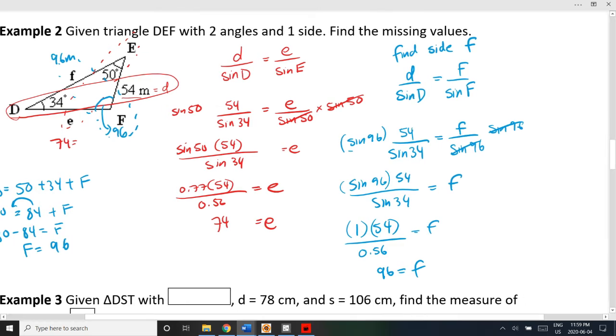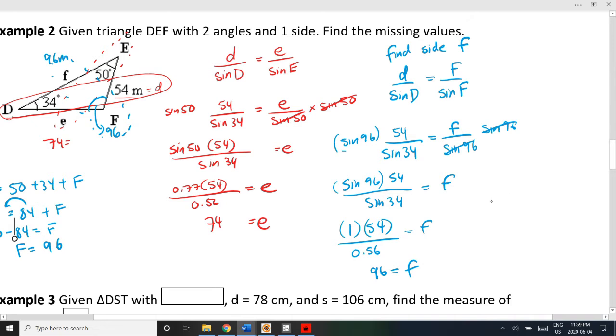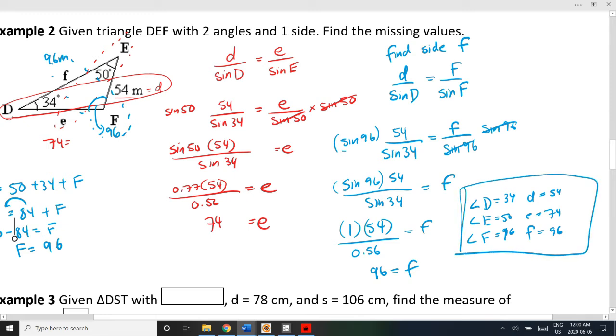You could list them over here. So if you want to list what angles D, E, F are, these are our angles. And we'll have sides D, E, F here. Side D is 54. Angle D is 34. Angle E is 50 degrees. Side E, we calculated to be 74. Angle F is 96. And side F is also equal to 96. And that's our solution. And that's how we use the sine law to find sides.